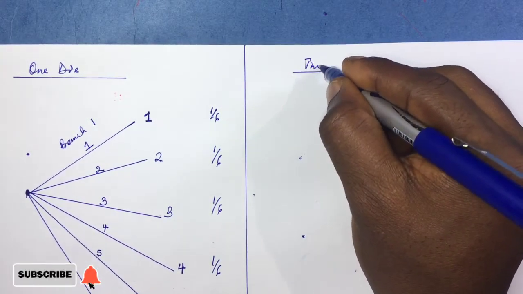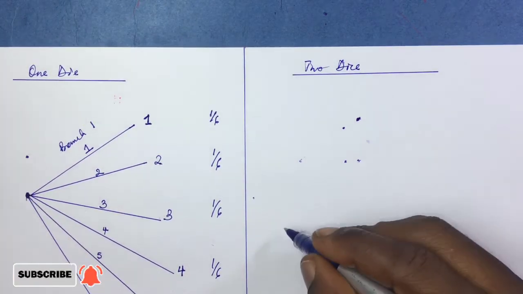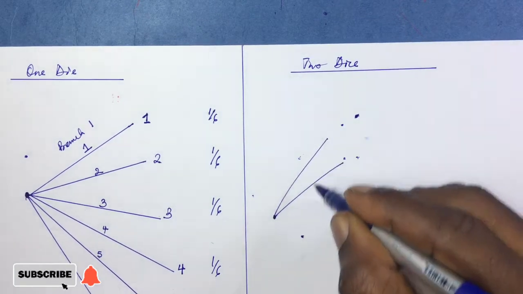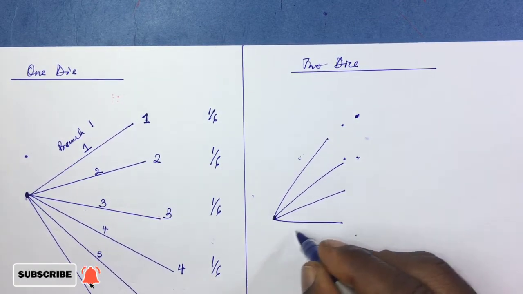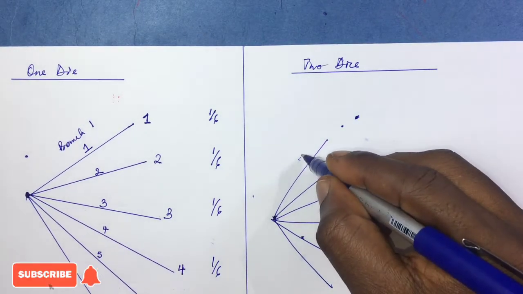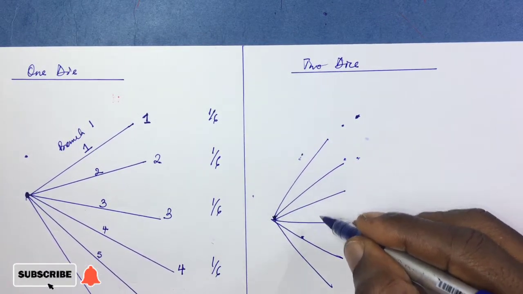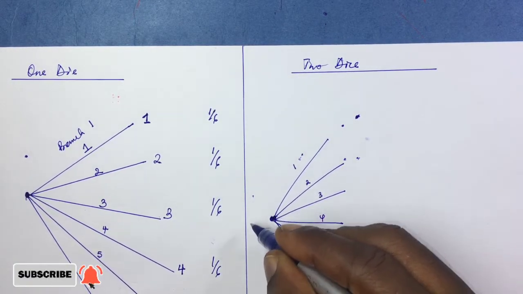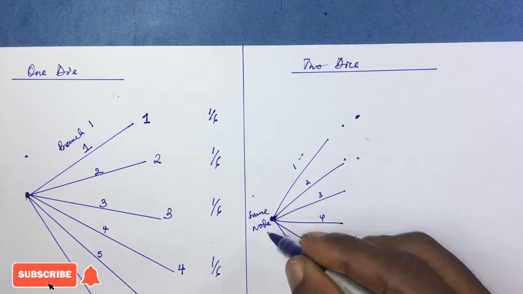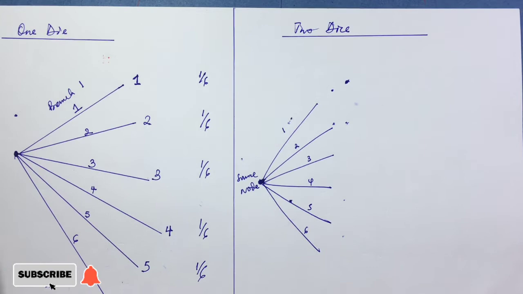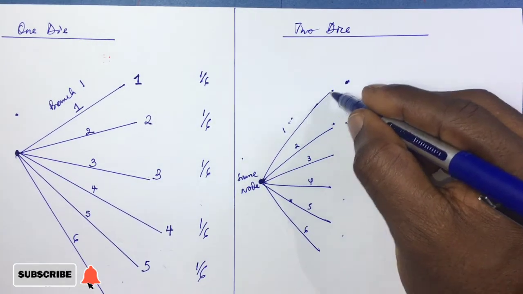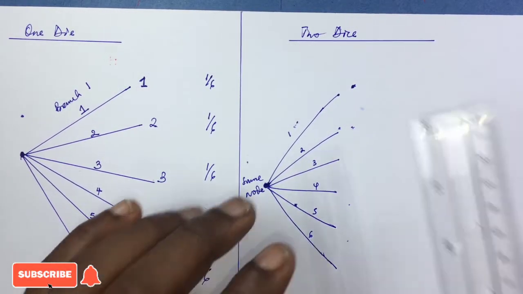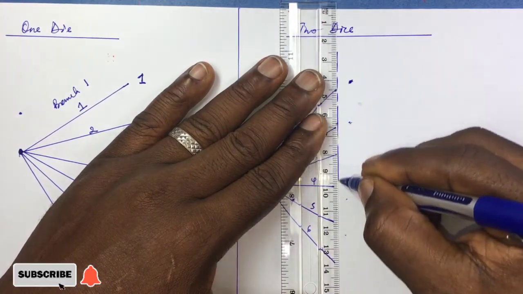So for 2 dice, you are going to have from the source node 6 parts emanating: 1, 2, 3, 4, 5, and 6. And this will represent the outcomes 1, 2, 3, 4, 5, and 6. And this will be the source node. Now, from this source node came out 6 branches because there are 6 sides for any given die. Now, if you bring them out, because there are 2 dice in question, you are going to have stage 1 ending here.